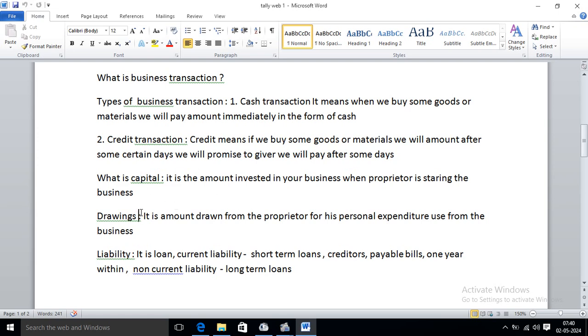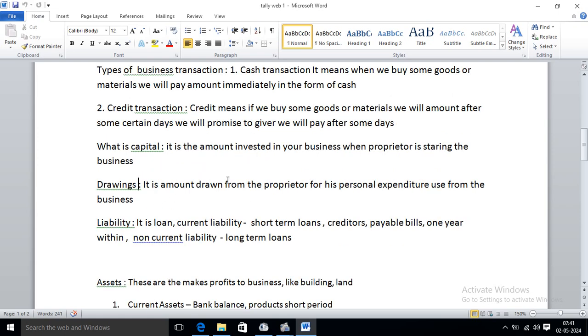Next coming is drawings. It is the amount drawn by the proprietor for his personal expenditure from the business.